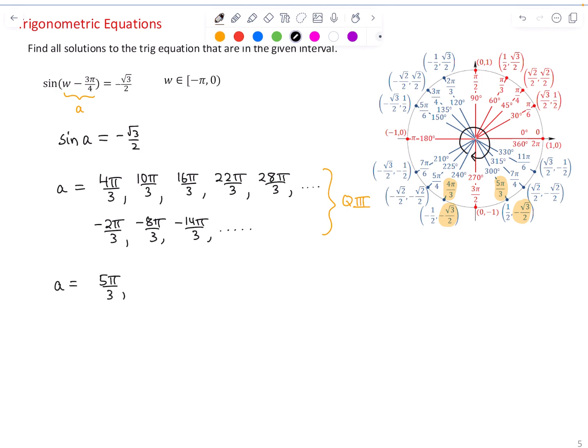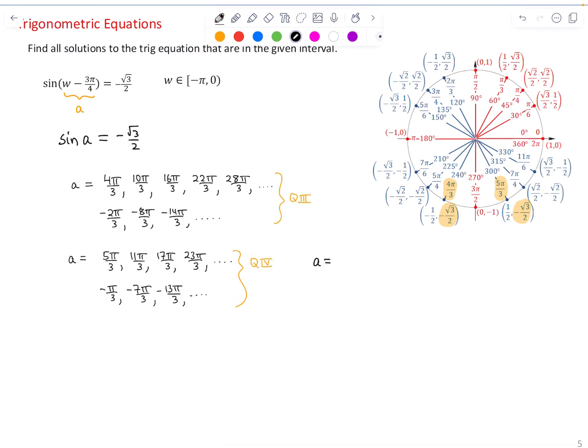And to this, add multiples of 2 pi. So add 6 pi thirds, takes me to 11 pi thirds, 17 pi thirds, 23 pi thirds, etc. Or begin with 5 pi thirds and remove 2 pi. So 5 pi thirds minus 6 pi thirds is negative pi thirds, minus another 6 pi thirds will take us to negative 7 pi thirds, then negative 13 pi thirds, etc. forever. And these are our quadrant 4 answers.